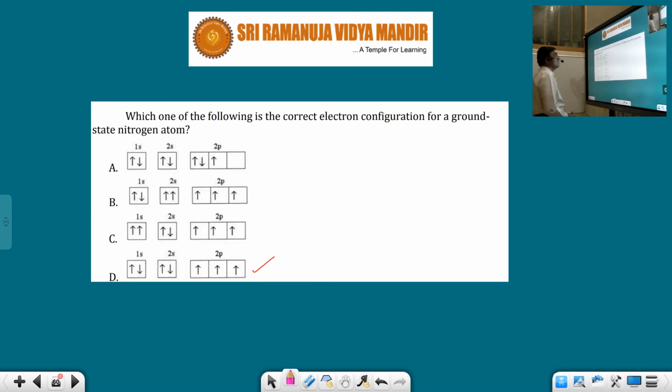Next, which one of the following is the correct configuration for the ground state of the nitrogen atom? Very simple. This is not the ground state. Here what is violated? Hund's rule is violated. Here Pauli's exclusion is violated. And here also Pauli's exclusion is violated. So the last one is fine.